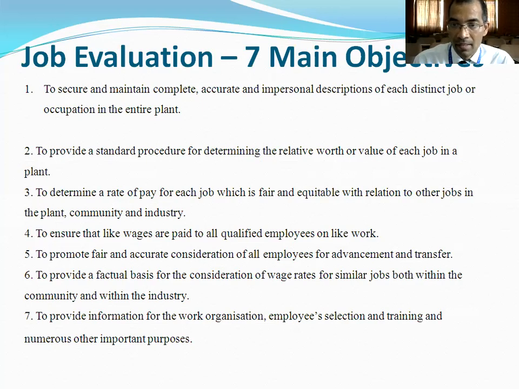For instance, within the organization or the community, if you're transferring, if you have an extra certificate, or if you have a different skill set, they should be considered. To provide information for work organization, employee selection, training, and numerous other important purposes. So job evaluation also provides main details about your job role, responsibility, when you're going to be trained, what is expected from you, and other things.